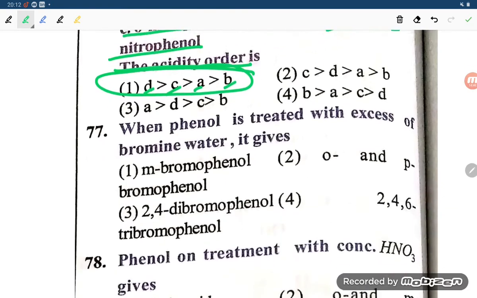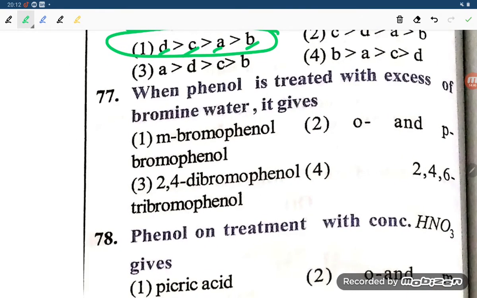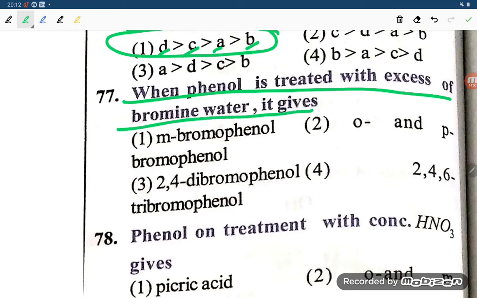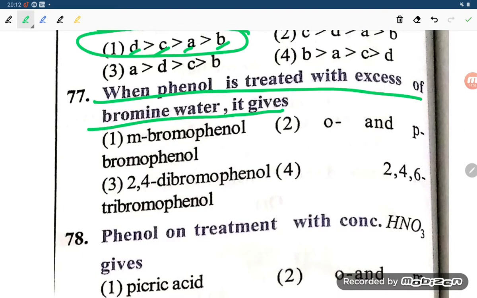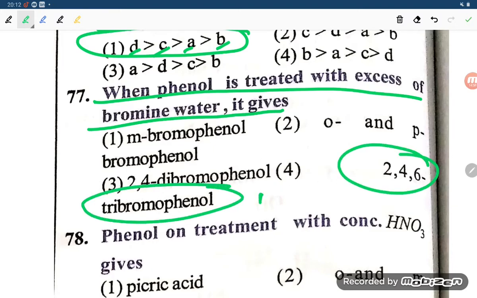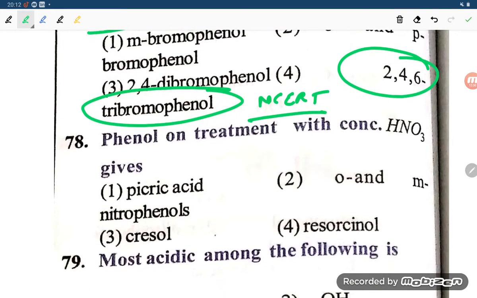Very easy problem. You will be able to understand. When phenol is treated with excess of bromine water, it gives 2,4,6-tribromophenol. So the correct option is option number 4. It is direct NCERT, student. You can go with the NCERT, and you will be able to answer each question very easily. So 77 is option number 4.